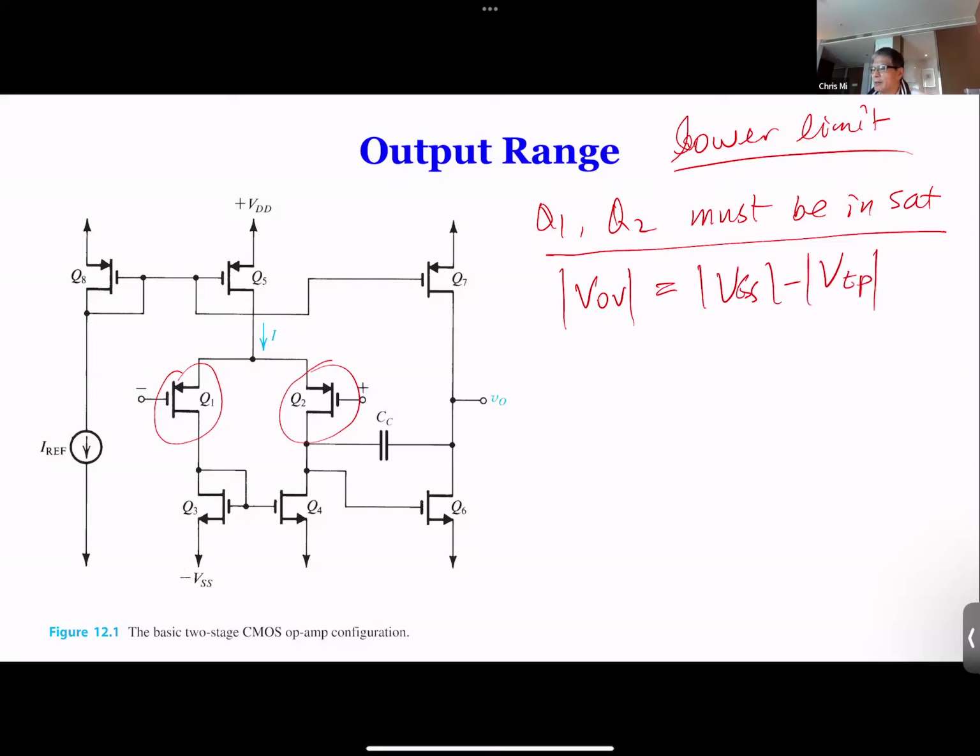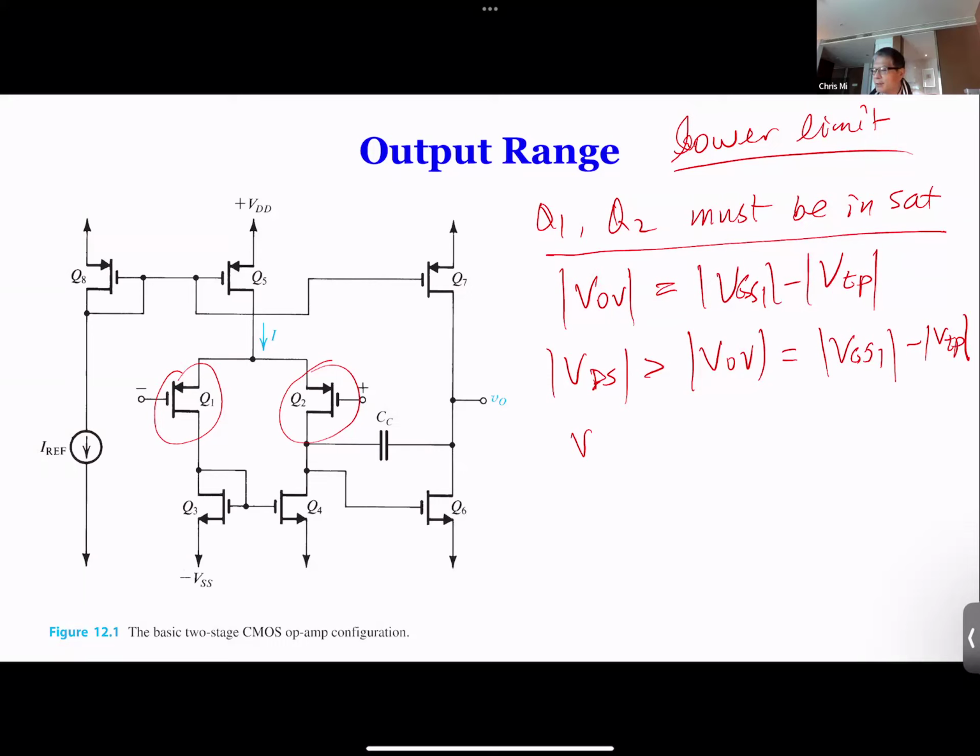We know that VDS has to be larger than VOV. Therefore, plugging in VOV using this equation here, we set VOV equal to VGS1 minus VTP. So therefore, VGS1, let's say VGS3. Okay.